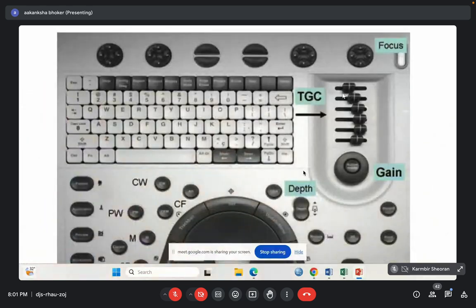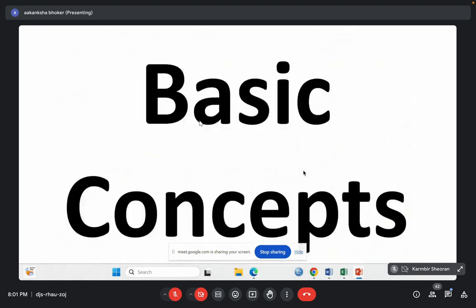Again, these are functional knobs. These are TGC knobs, time gain compensation knobs. These are for changing overall gain. This is for depth setting. These are various modes. So basically, any control panel will have all the basic buttons. The location may be changed. This is the alphanumeric keyboard. We can write anything. We can label our images. So we need to know some basic concepts.